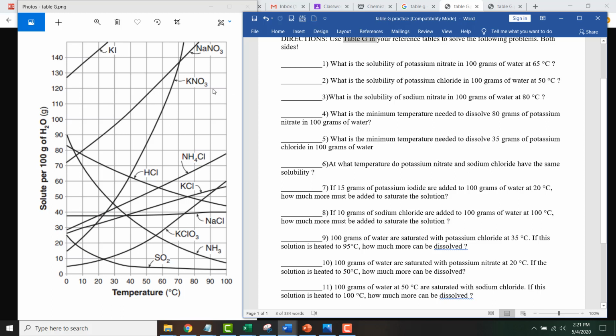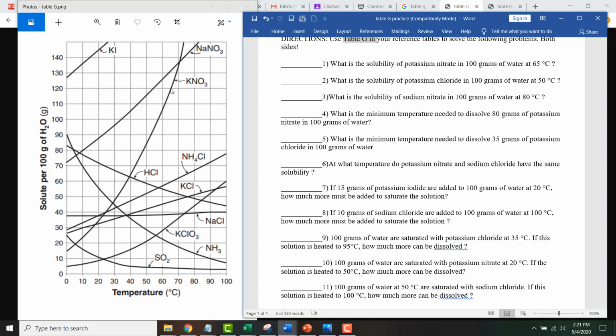So potassium nitrate is this one right here. We've got to make sure we're looking at the correct curve. See where the arrow is attached, and see there's my KNO3, potassium nitrate. So this is my curve right here. And the question says, what is the solubility of potassium nitrate in 100 grams at 65 degrees? So I need to go over to 65 degrees, which is right here, and then follow all the way up. 65 is halfway in between those two lines. It's about right here, right where it crosses this line.